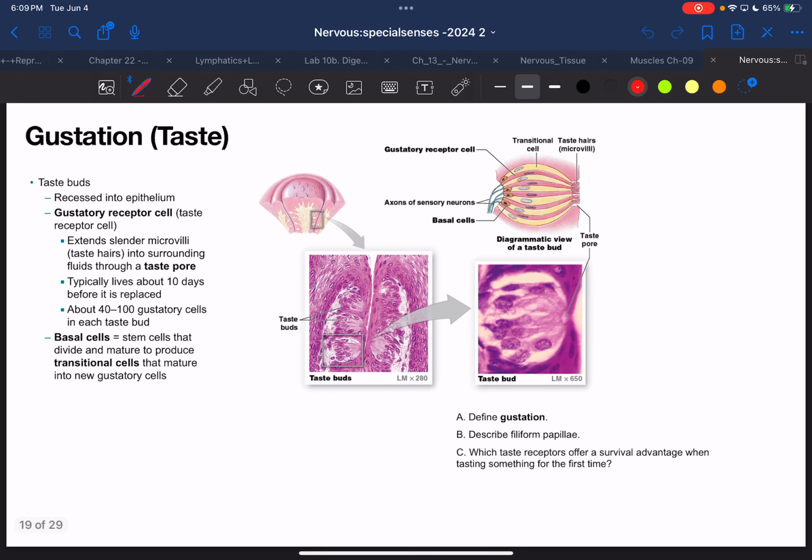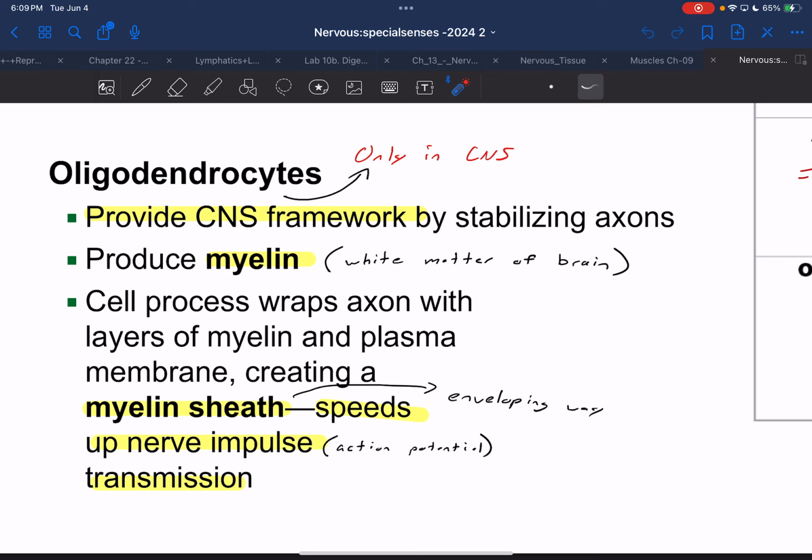Now, we move on to oligodendrocytes. Oligodendrocytes help the neurons by providing a framework. In other words, they kind of hold it up together. And when we look at myelin, myelin is the name of this lipid-like, very sticky material. But what it's meant to do is speed up nerve impulses. And it does so by creating a myelin sheath.